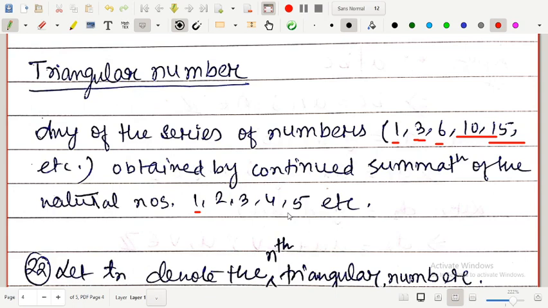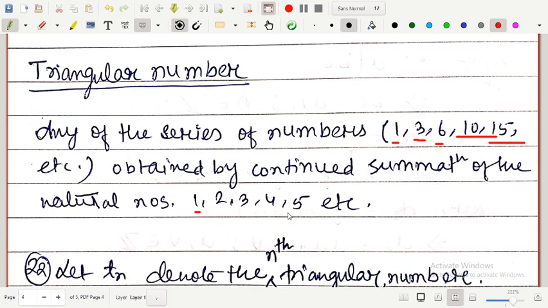Understood? And now the formula for getting the sum. Suppose I want to get the 100th triangular number, this is T100. It will be a sum of 1 plus 2 plus 3 plus 4 plus up to 100. And we can easily obtain the sum by using the formula n into n plus 1 by 2, that is 100 into 100 plus 1 by 2, you will get 5050. Understood what I am saying?